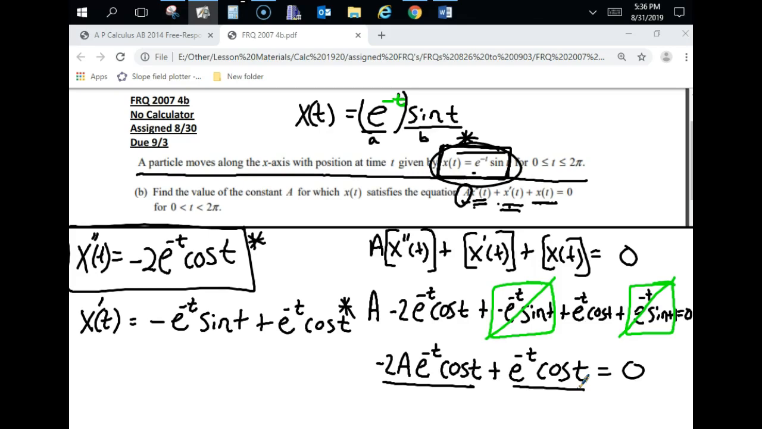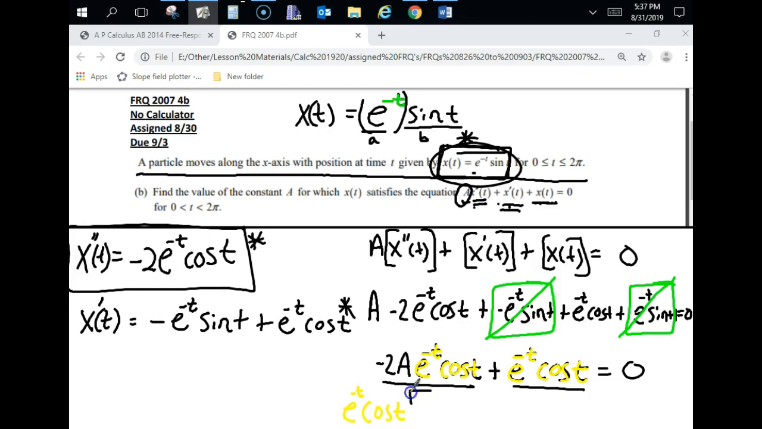Okay, so what they have in common is they both have an e to the negative t and a cosine, right? I'll highlight them for you. So we have e to the negative t cosine t, right? And this term over here also has an e to the negative t cosine t. We're going to factor out what they have in common. So here's what they have in common, e to the negative t cosine t.